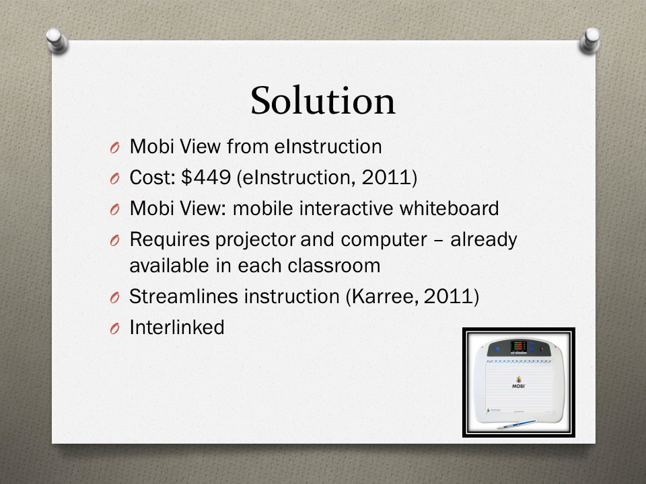Solution, and I believe Mobi from eInstruction is one of our solutions. The cost is only $449 per unit. Mobi is a mobile interactive whiteboard. All it does is require a projector and a computer, and projectors and computers are already available in all of our classrooms. Mobi will streamline instruction, and the units can be interlinked among participants, so up to 30 units can still talk and work on the same project on the same screen through the same computer.